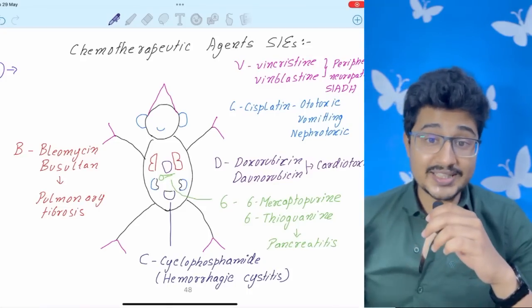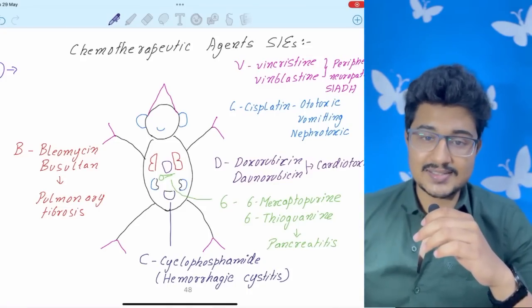Coming to chemotherapeutic agent side effects compiled in a single image.